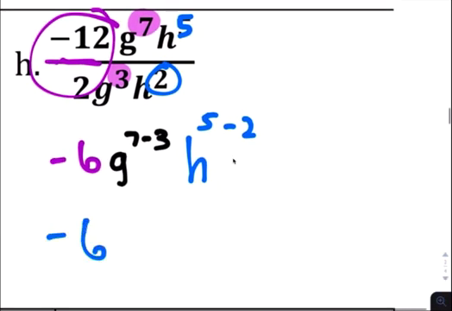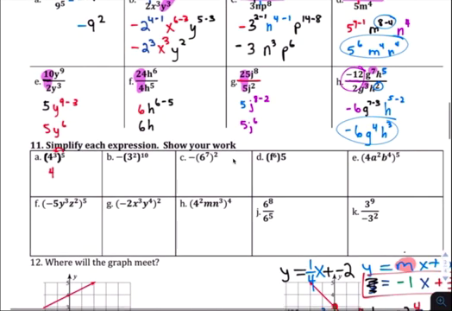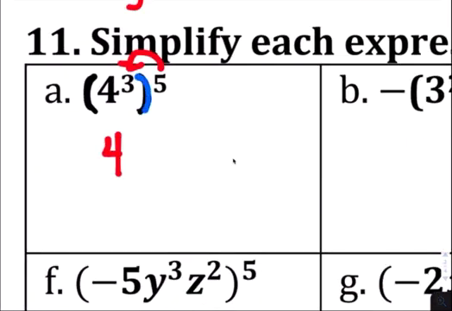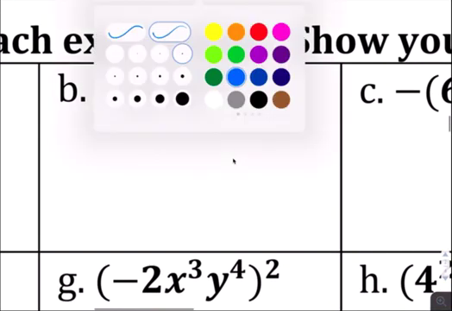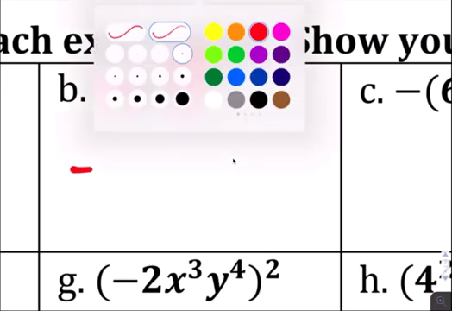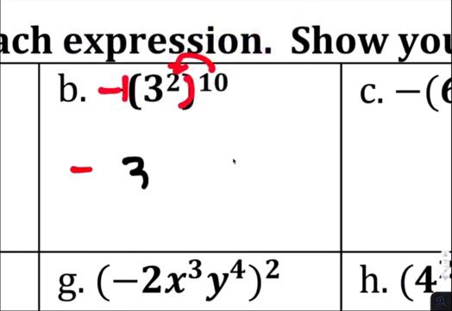Negative g to the 6th, g to the 4th, h to the 3rd. That's your answer. Okay. Now, I don't think any class we did this one. Distribute, that's got parentheses, distribute 15. This one, it's negative 1 times, so negative, leave it outside. Distribute, because of the parentheses, get 3 to the 20th.